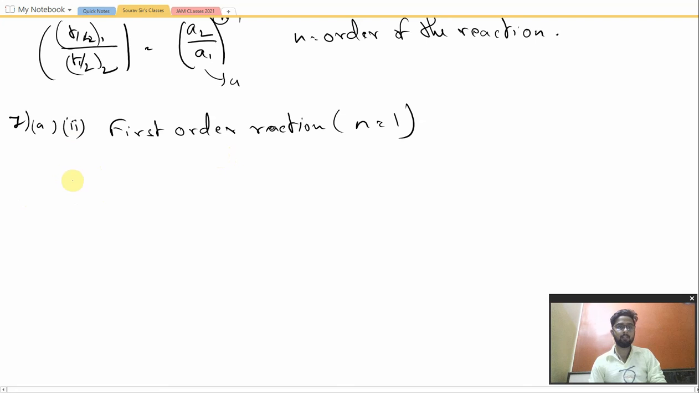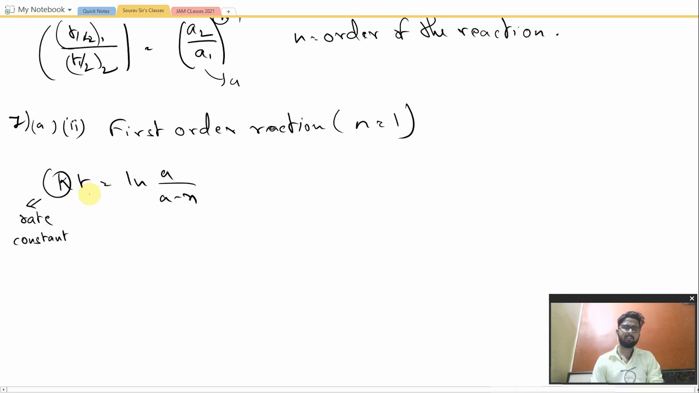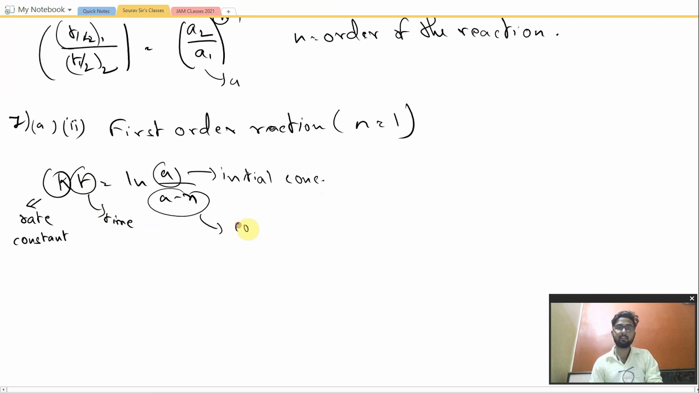The integrated rate law for the first order reaction is given as kt is equal to ln A by (A minus x), where k is the rate constant, decay constant, or whatever you may call it. t is the time taken, A is the initial concentration, and A minus x is the concentration left after time t. So let us put the first condition.